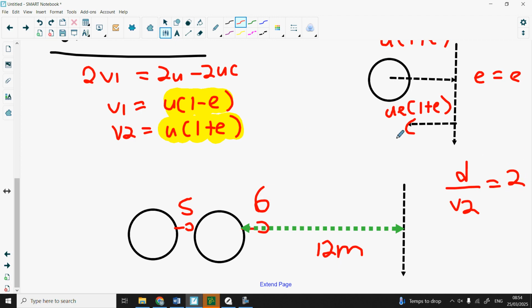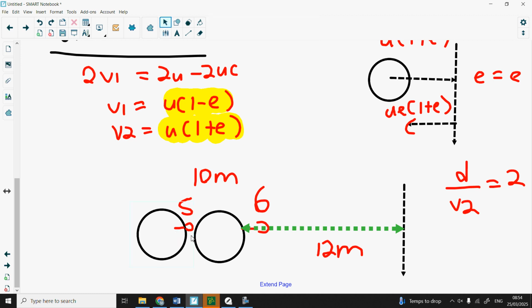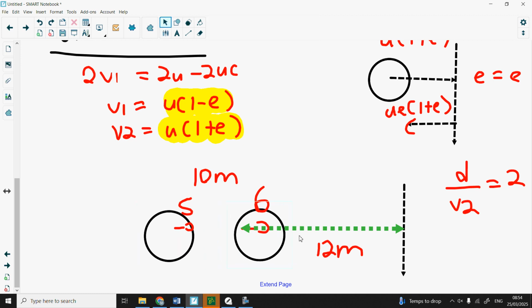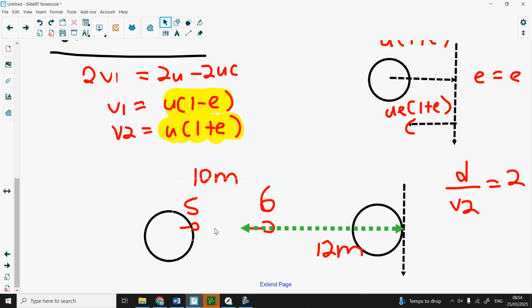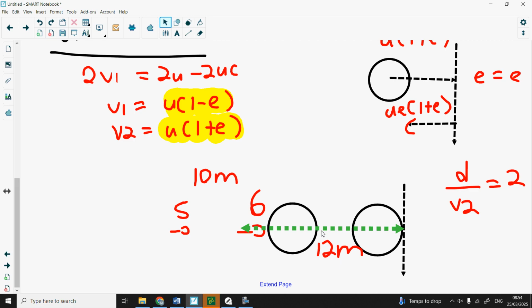Then you multiplied 2 seconds by v1, because how far does the other particle travel in that time? It travels 10 meters. So what's the distance between the two of them when it hits the wall? Yeah, it's 2 meters, isn't it? Now, unfortunately for us, we haven't got such simple numbers here, do we?